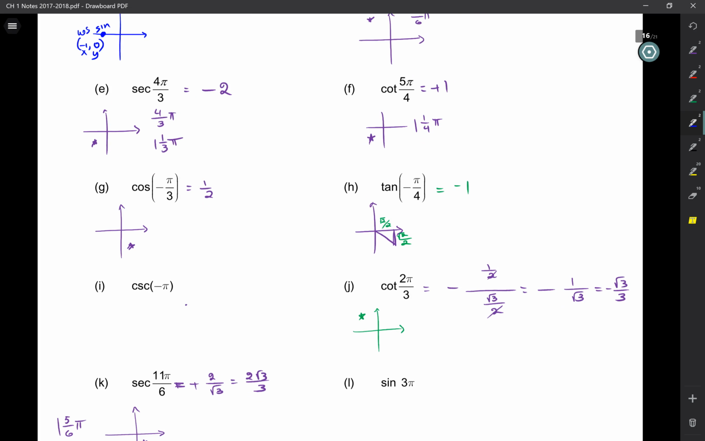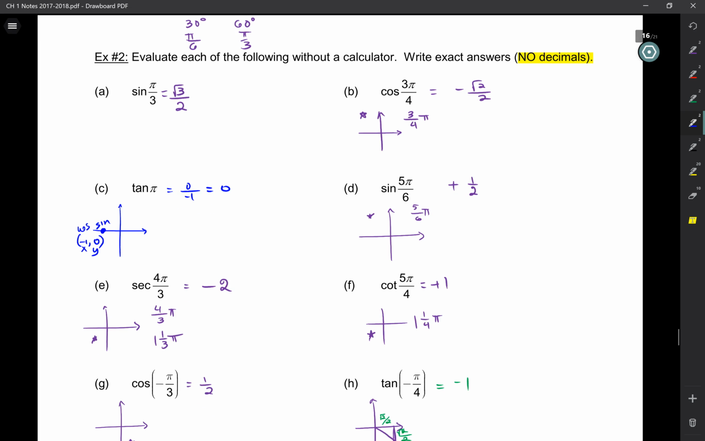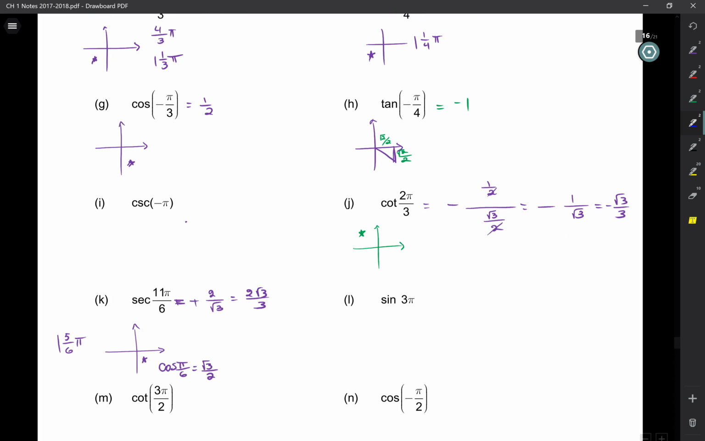Let me do another one and I'll take a question. Sine is the x, cosine is the y? Sine is the y, cosine is the x.